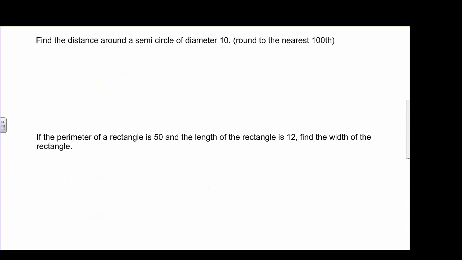Want to find the distance around a semicircle? Well, this idea of a semicircle, first of all, that's half a circle. So what we've got is we have this situation right here, and it said the diameter, which is that segment going through the center on both sides, is 10. So I know this distance here is 10. The radius then is half of that, which would be 5.